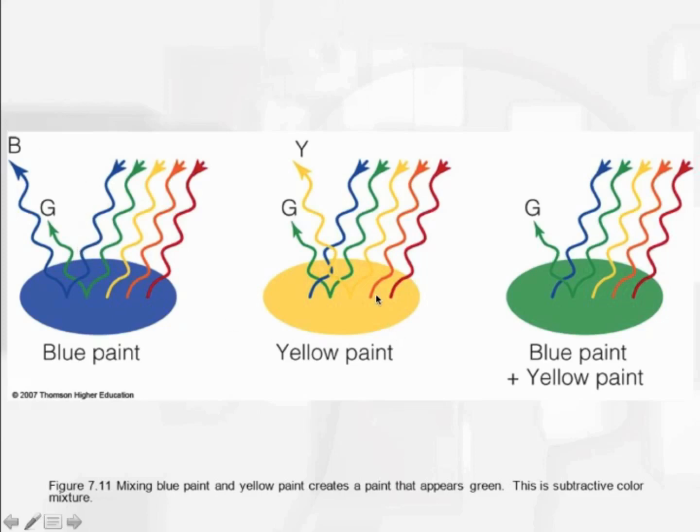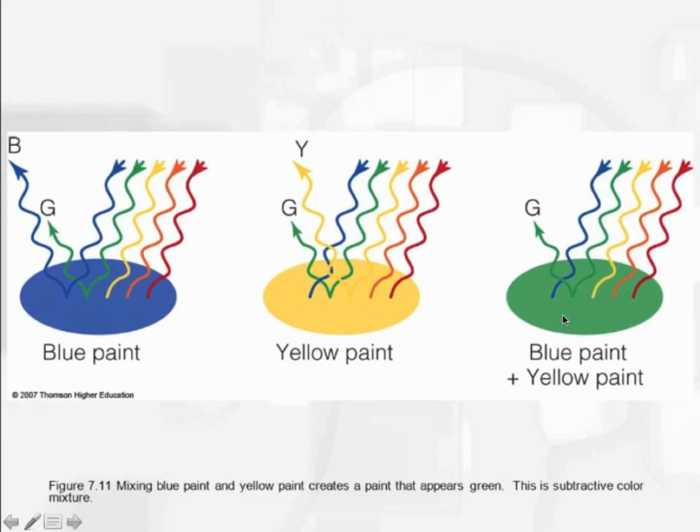Now, how about yellow paint? Yellow paint is absorbing most, but it's reflecting yellow and green. Certainly reflecting more yellow than green, but still reflecting both. Now, if we put blue paint together with yellow paint, and this might be more familiar to you from grade school, well, we'll get green, but here's why we get green.